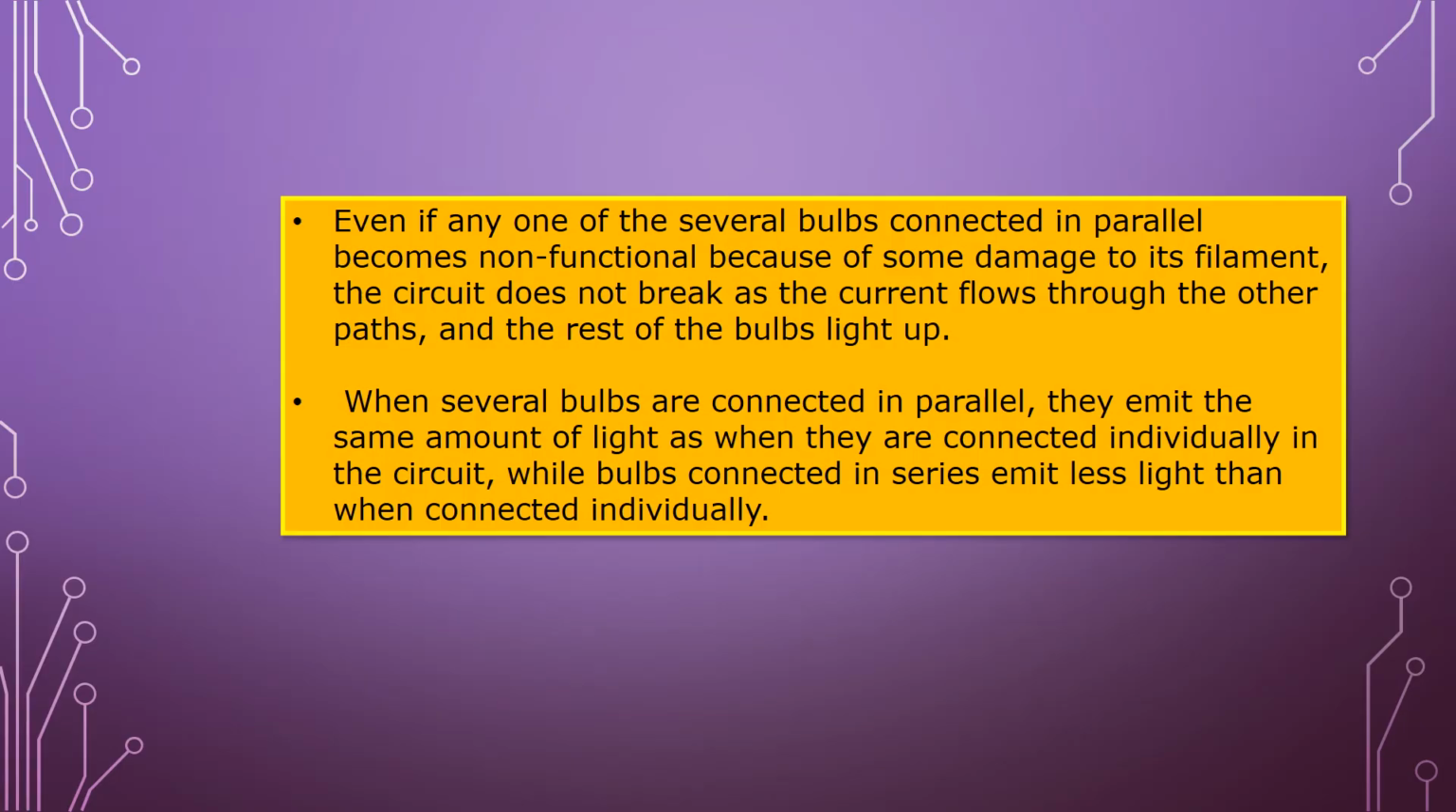Even if any one of the several bulbs connected in parallel becomes non-functional because of some damage to its filament, the circuit does not break, as the current flows through the other path and the rest of the bulbs light up. So when several bulbs are connected in parallel, they emit the same amount of light as when they are connected individually in the circuit, while bulbs connected in series emit less light than when connected individually. Okay, so when these bulbs are connected individually in the circuit, they will emit more light, but when they are connected in series, they will emit less light.